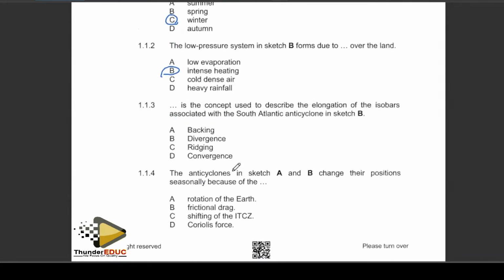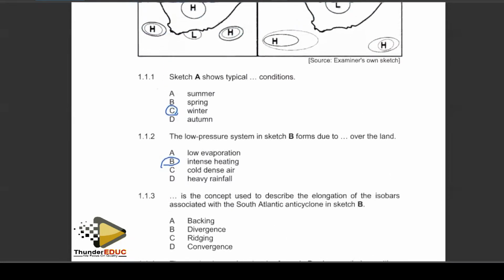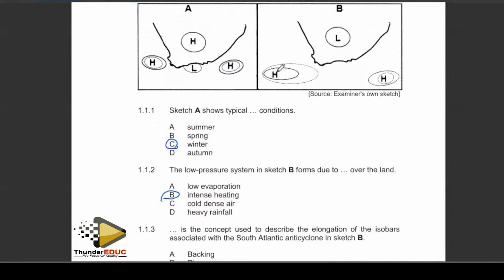Dash is the concept used to describe the elongation of the isobars associated with the South Atlantic anticyclone in sketch B. Right, if you check sketch B, how are we relating to the elongation? What we call an elongation, if you check the distance from the center of our high pressure cell to the outer lying isobar here in this direction, to the western direction, the distance is relatively smaller, which means there's a steeper gradient here.